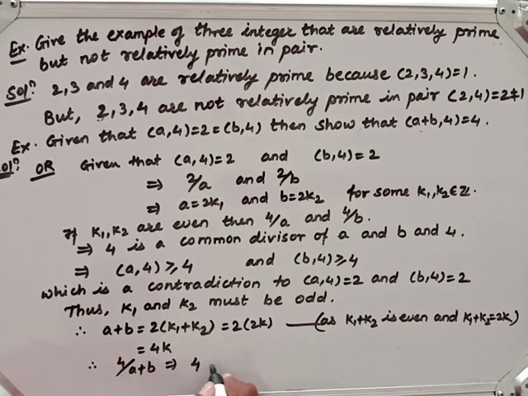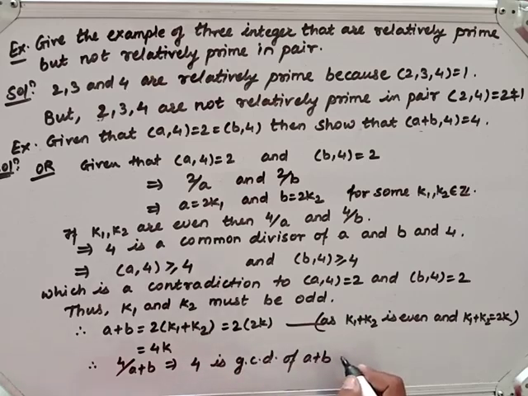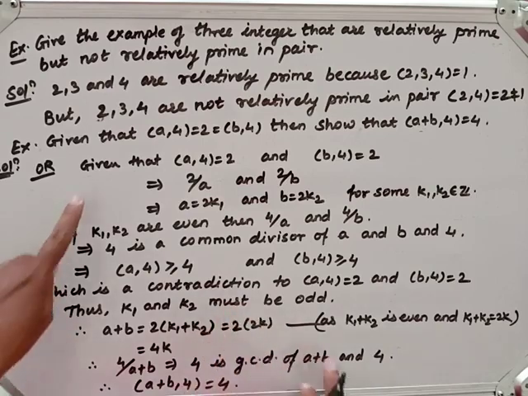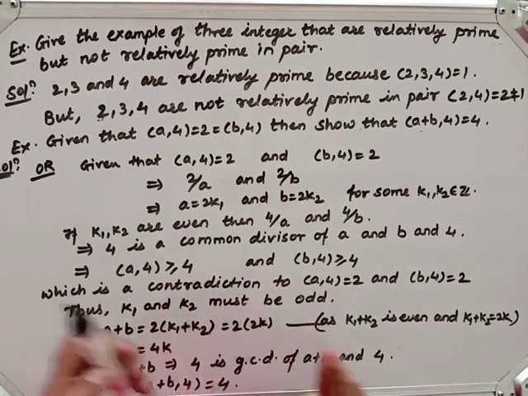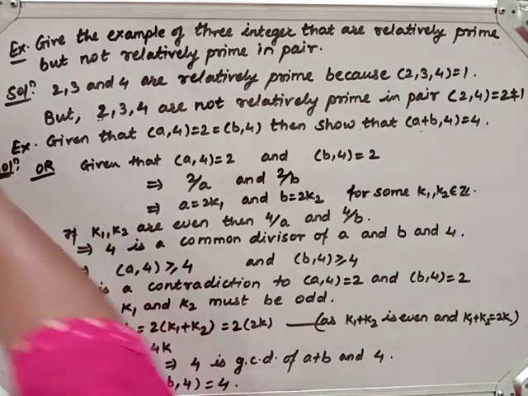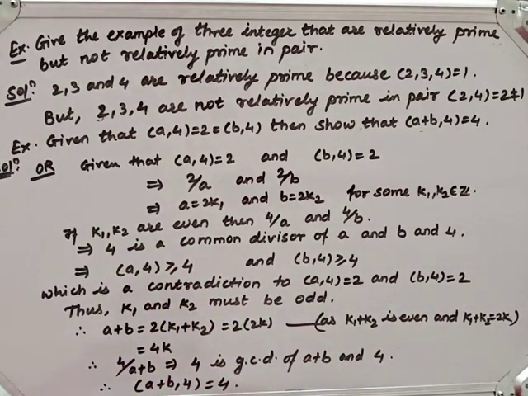So, it means 4 is the GCD of a plus b and 4. Therefore, GCD of a plus b and 4 is 4. Now, whatever you want, you can write the first answer or the second answer, you will get the same thing. Now, let me take the next example.